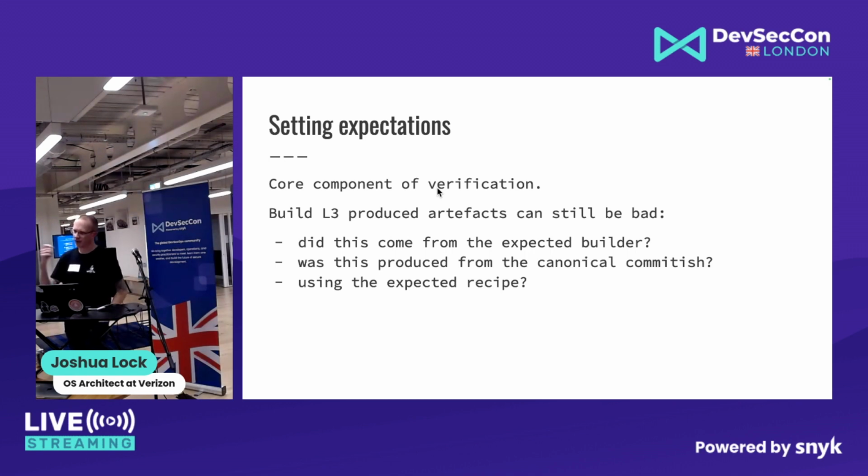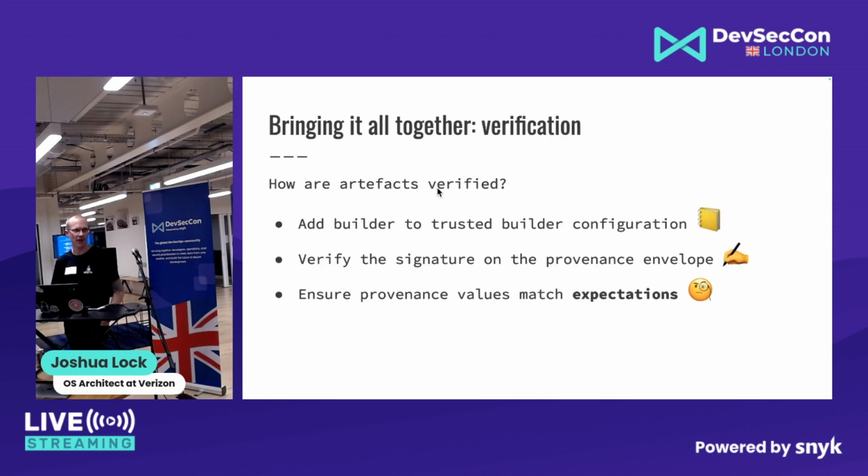So you need to build in this notion of expectations, this notion of policy, into your ecosystem in order to be able to gain the end-to-end benefits of the SLSA project. And so it's this verification piece that really brings the whole architecture together. You need that trusted builder, verifying the signatures on the envelope, and then verifying that the provenance metadata matches the expectations that you've defined.